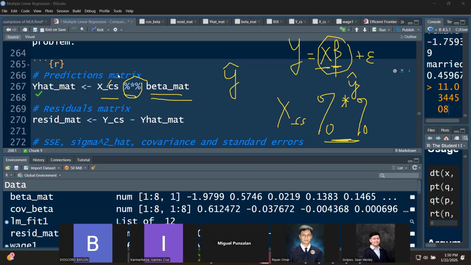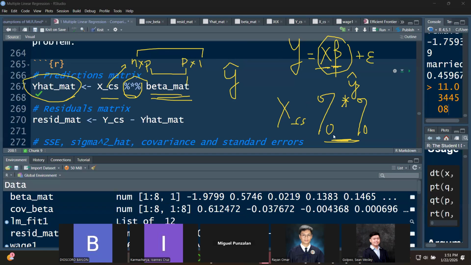Okay, check XCS: what's the size of XCS? N by P, assuming P includes your intercept. Your beta mat is P by 1, right? P parameters, including the intercept, by 1. That's your beta mat. Conformable, multiplicable, yes. What's the resulting matrix? N by 1. Is that supposed to be the size of your y hat, your predicted values? Yes. Your y size is n by 1, then your y hat should be n by 1 also. Each value will have its own prediction.